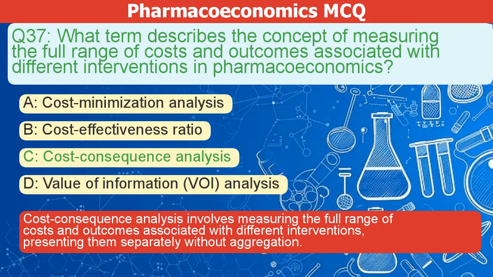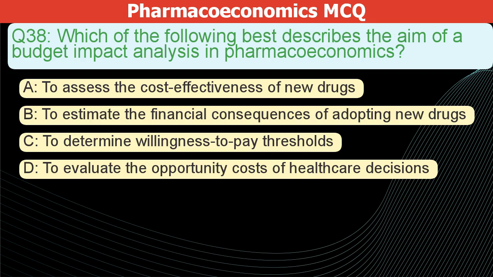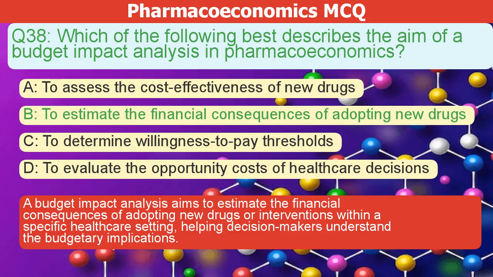Which of the following best describes the aim of a budget impact analysis in pharmacoeconomics? A. To assess the cost effectiveness of new drugs. B. To estimate the financial consequences of adopting new drugs. C. To determine willingness to pay thresholds. D. To evaluate the opportunity costs of healthcare decisions. The correct answer is B. A budget impact analysis estimates the financial consequences of adopting new drugs or interventions in healthcare. It helps decision makers understand the budgetary implications.